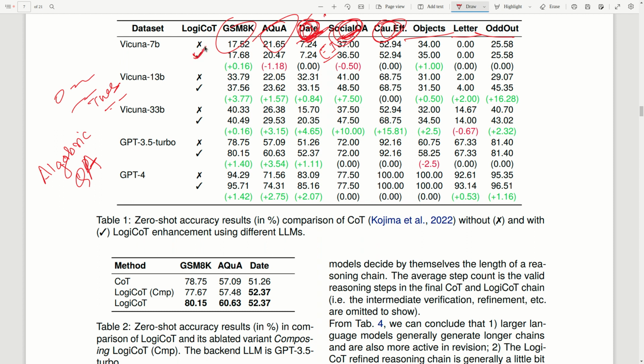Here you can see this tick mark: here they are using the logical chain of thought, and here they are not using logical chain of thought. So Vicuna 7B to GPT-4 they are using, and all these green parts are the percentage of result. They found it better than the earlier case, that is, when they were not using logical chain of thought.